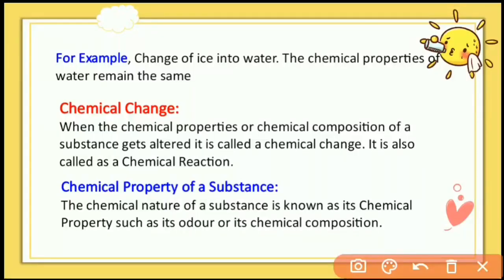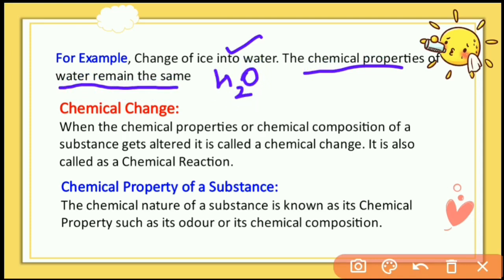For example, change of ice into water. So here only the physical state changes and the chemical composition of water remains the same. In ice the chemical composition is H2O and in water the chemical composition is also H2O. So here only the state is changed, so that type of change is a physical change.